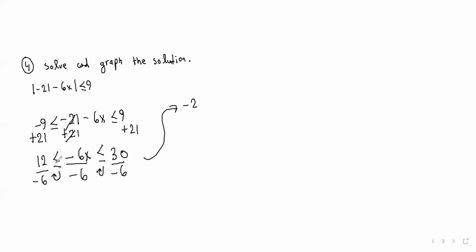And now we must switch the direction of the sign. So it was less than or equal before. Now the open side must be facing to the left, so we have this sign, greater than or equal to. And then minus 6x over minus 6. Minus 6 over minus 6 is 1, so you can just get rid of them and we have an x. Now we must switch the next sign. So it was a less than here. Switch to the other direction, so it's greater than here. And then we take 30 over minus 6, and that's equal to minus 5.